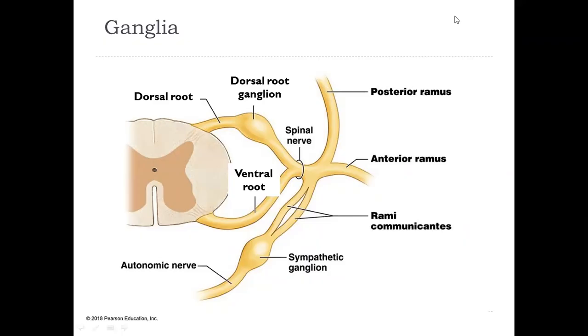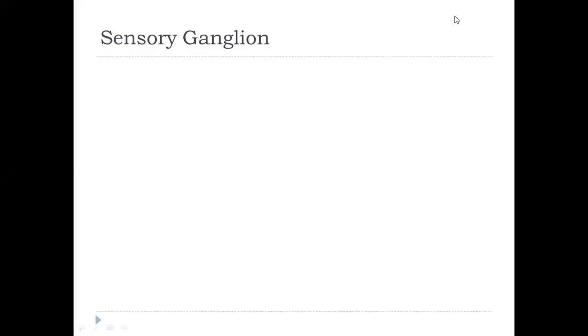Okay, so now we are going to learn about the ganglia. The sensory ganglion or the dorsal root ganglion. Can you tell me what kind of neurons are present within the sensory ganglion? You can type it in the chat. What is the type of neuron present in the sensory ganglia usually? Yes, it's the pseudo-unipolar neuron. Good.